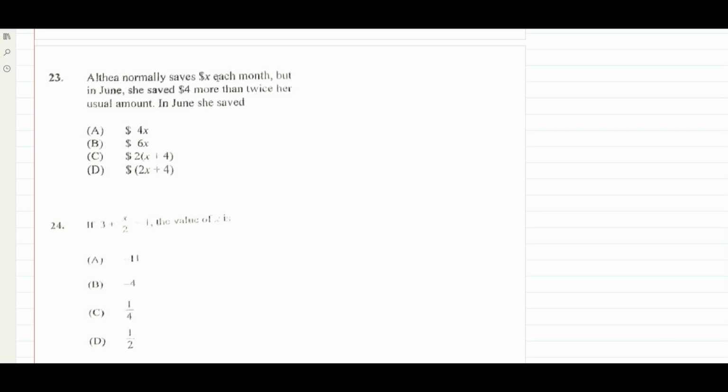Athea normally saves x each month, but in June she saves 4 more than twice her usual amount. She saves 4 more. We saw a question like this, but they said it was 4 less. So if she saves x, and then in June she saves 4 more, that means 4 plus twice her usual amount.